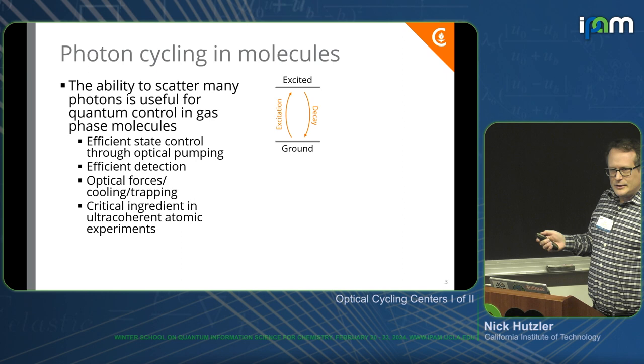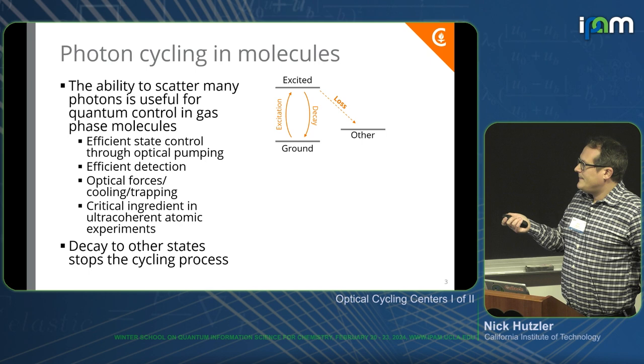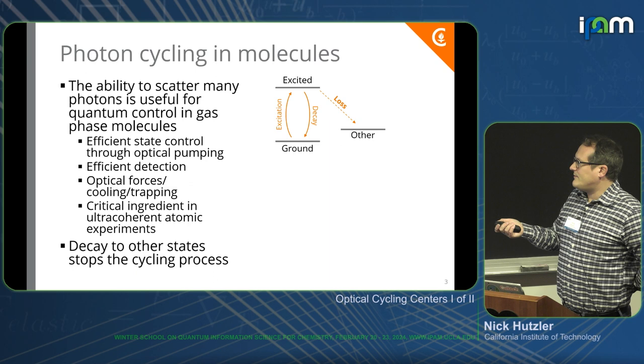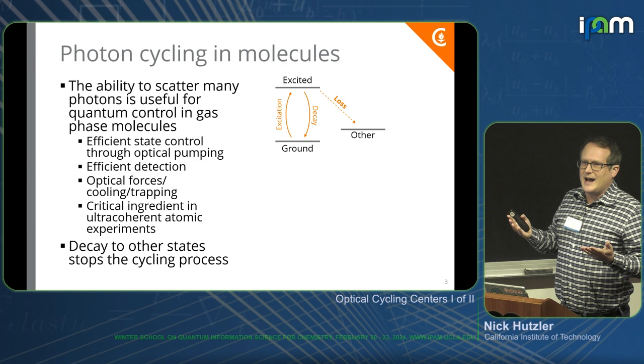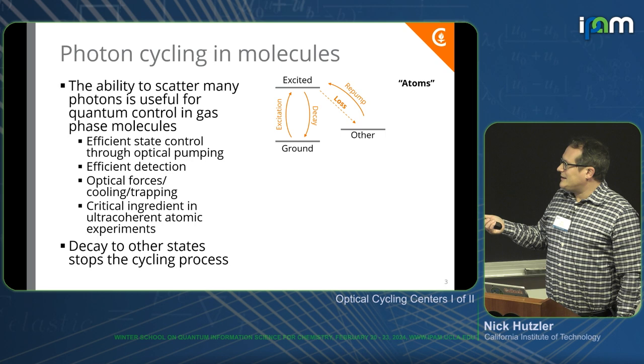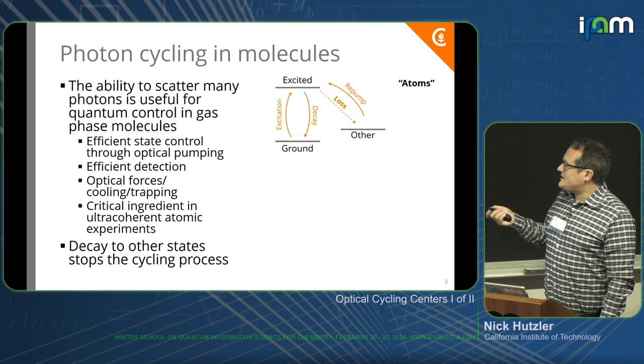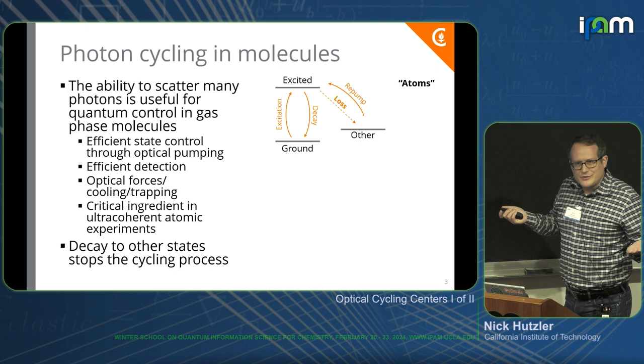There's always some other state that this excited state can leak to, and that's a problem, because if this excited state goes here, and you don't have a laser here to address it, then it's lost. You're not going to scatter any more photons off it, so your detection or your cooling or your state preparation will just stop. That's fine if there's, say, only a loss to one state or two states. You can just add a second laser. This is the case for many atoms. You often have to have two lasers, or maybe three, or sometimes one, but never that many.